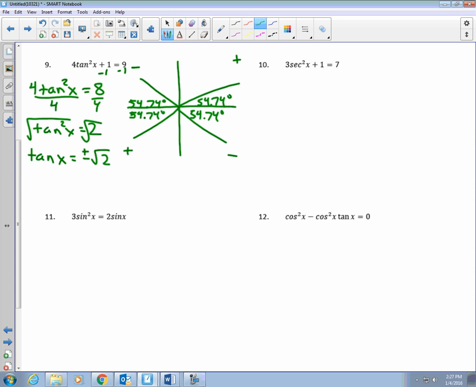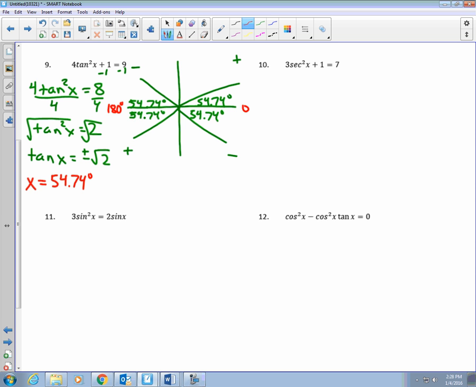And now we figure out all of the angles. Our variable x, x is equal to, what's this first angle? Right here. So the first one is going to be 54.74 past 0 degrees. The next one is going to be 54.74 behind 180. So we have to do 180 minus 54.74.